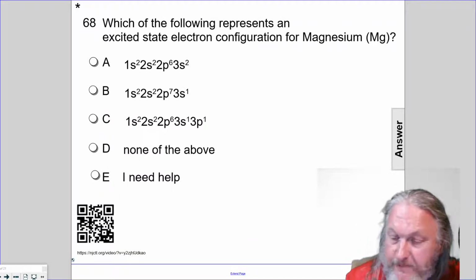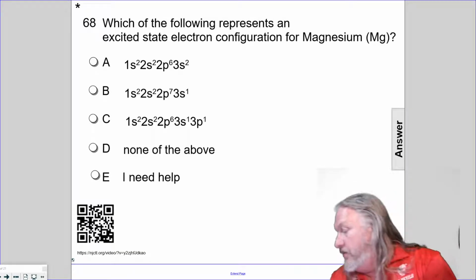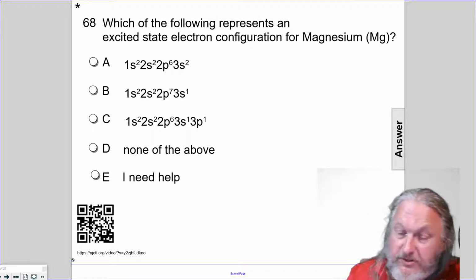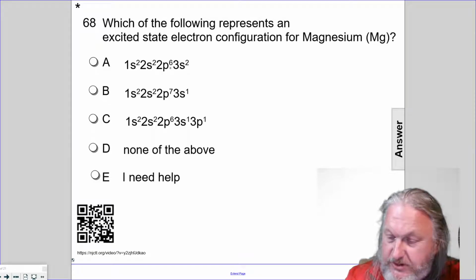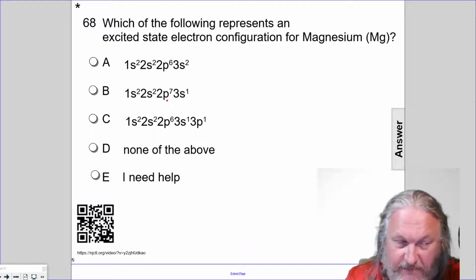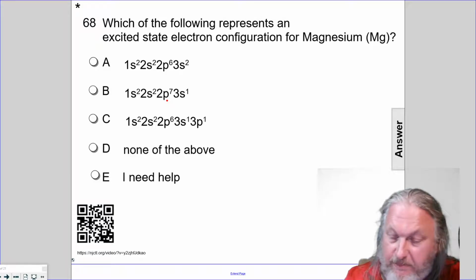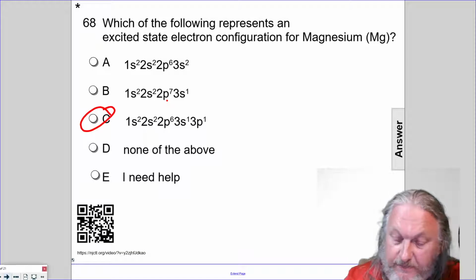Which of the following represents an excited state electron configuration for magnesium? Of course, magnesium is 12. So the ground state would be 12 total in the electron configuration. So that would be 2, 4, 6, 10, 12. That's the normal configuration. Can't put 7 in a p subshell. But if I look here, one of those electrons from the 3s level jumped up to the 3p. That would be C.